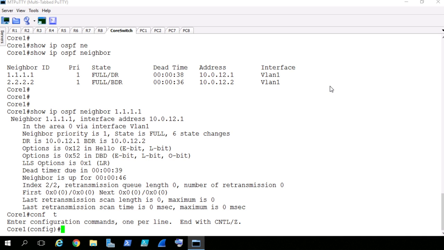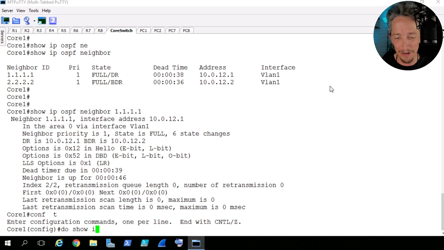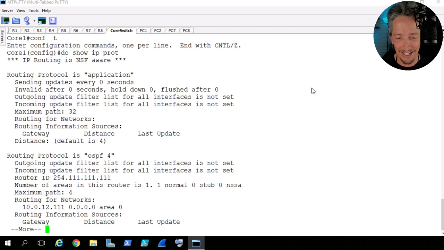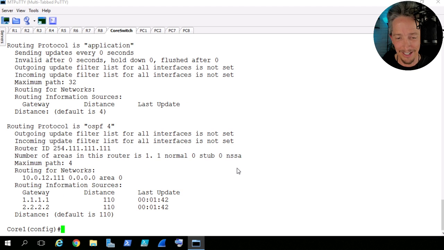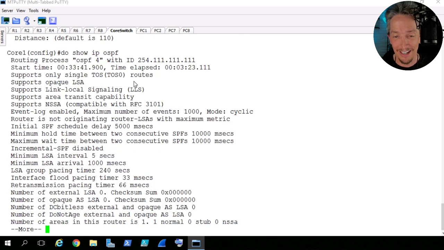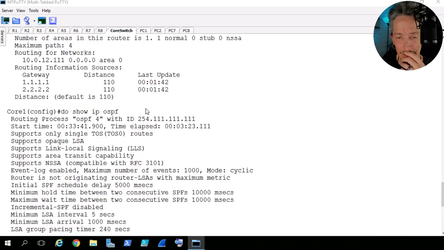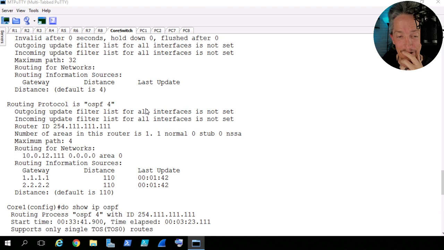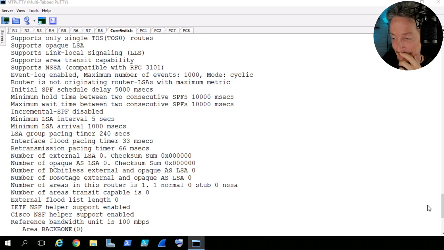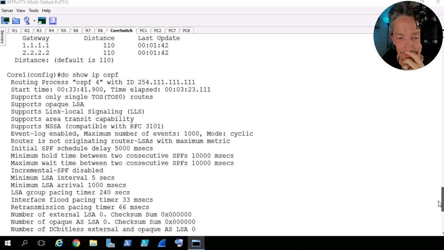and now I get the pain of not remembering the router number. Do show ip protocols. OSPF. Oh, dang. All right, so do show ip ospf. It's right here in front of me. Let me scroll up a little bit. There's the router ID.